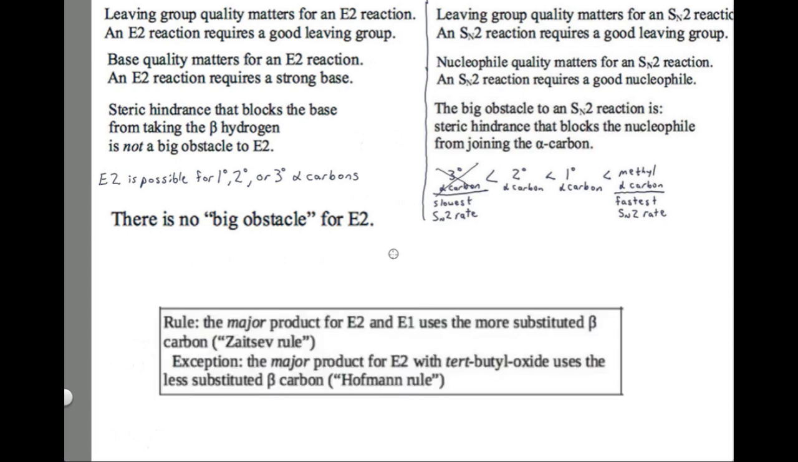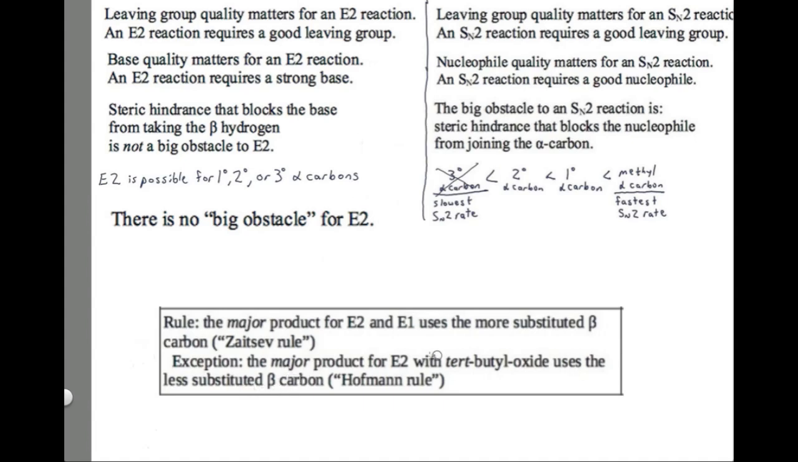We've discussed that usually the major product for E2 uses the more substituted beta carbon. But we've seen that tert-butyl oxide is an exception. Tert-butyl oxide prefers to attack the less substituted beta carbon. Why? Because it has less steric hindrance. Tert-butyl oxide is a bulky base that creates a lot of steric hindrance, so it's easier for it to attack a beta carbon that has less steric hindrance.